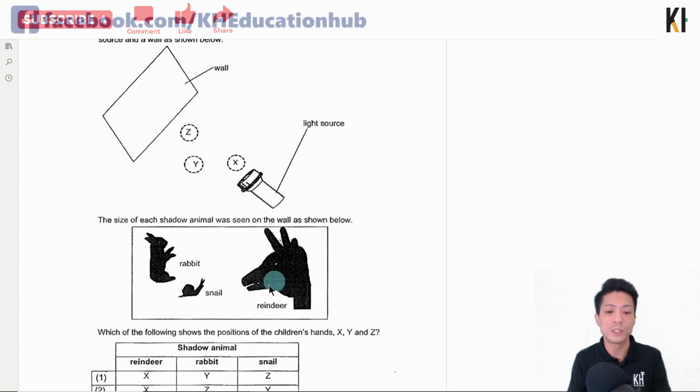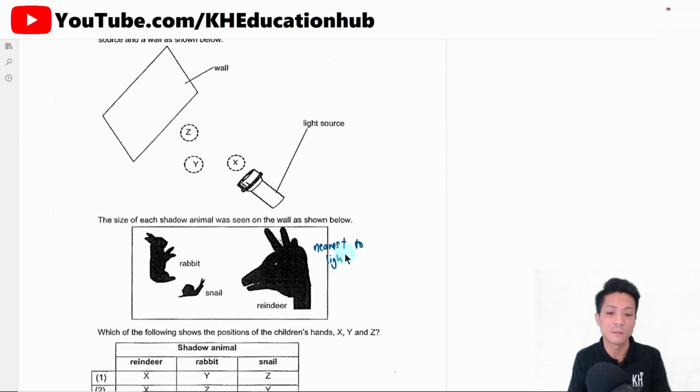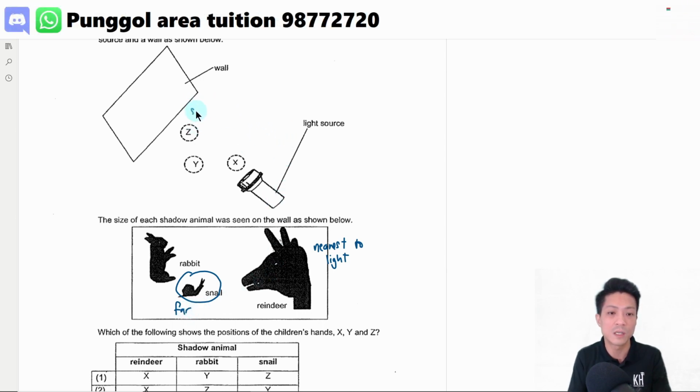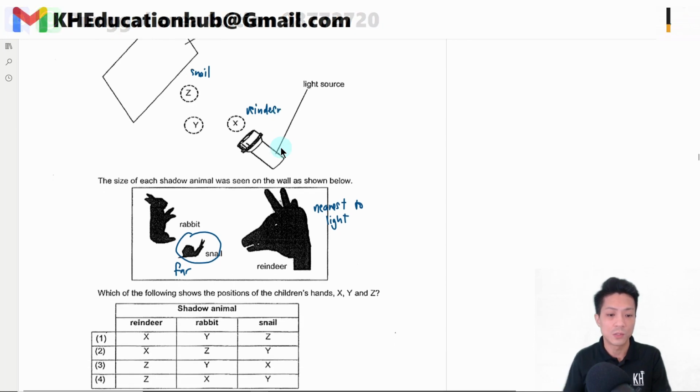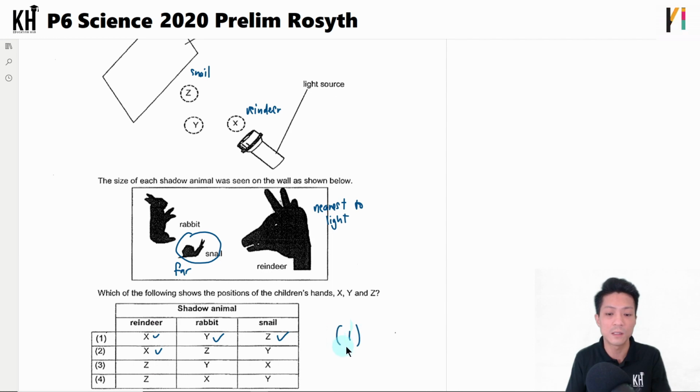The reindeer, which is the biggest, should be the one nearest to the light source. The snail should be the one that is furthest away. So this should be the snail, and this should be the reindeer. For the reindeer, it should be X. Rabbit should be Y, and the snail should be Z. Answer is number 1.